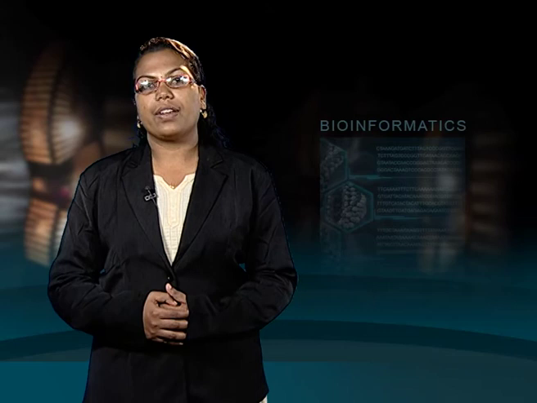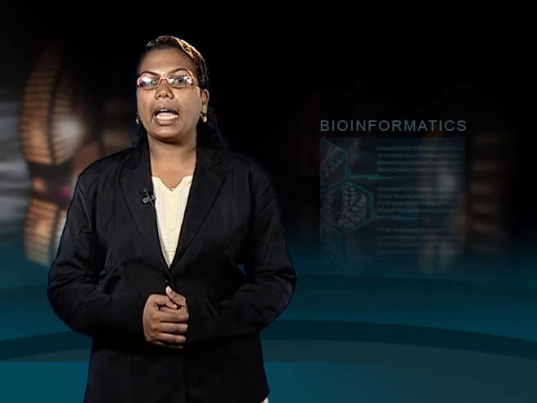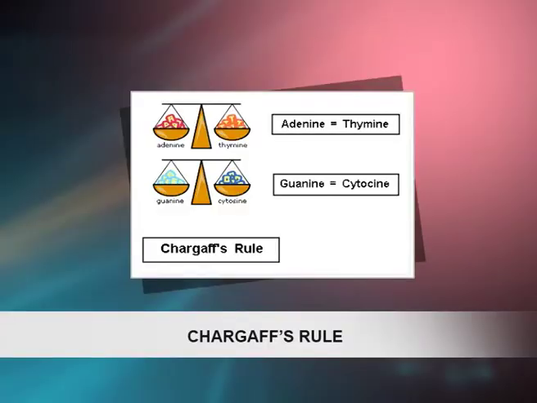Chargaff's further discovery was that the proportion of A in any DNA molecule, that is adenine, was always equal to the proportion of T, that is thymine, and likewise the amount of G, guanine, and C, cytosine, always corresponded, a rule that became known as Chargaff's ratios. Please see the figure on screen. This figure shows the representation of Chargaff's rule, that is adenine is always equal to thymine and guanine is equal to cytosine.